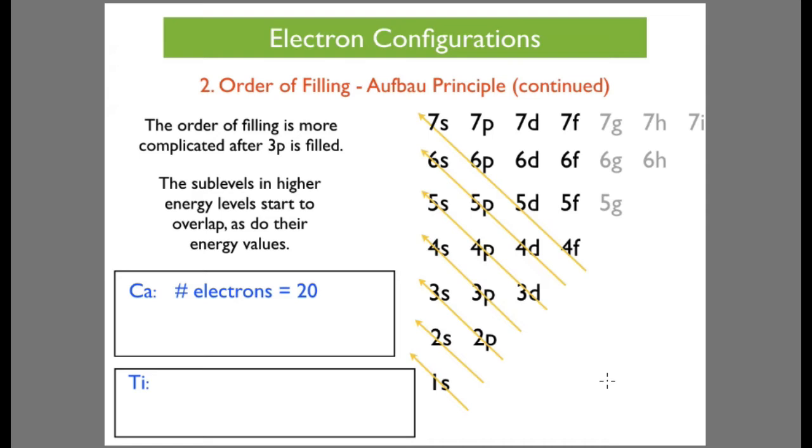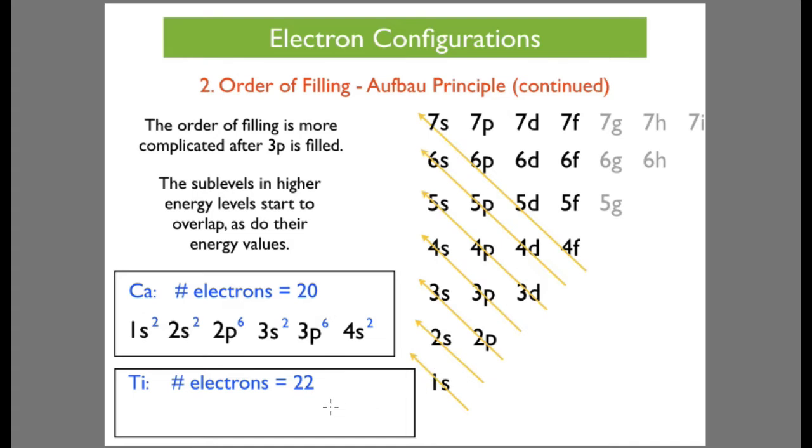Okay, calcium has 20 electrons. So let's fill it up. 2 in 1s, 2 in 2s, 6 in 2p, 2 in 3s, 6 in 3p, and then look what's happened. From 3p, it's gone to 4s. It did not go to 3d, it went to 4s.